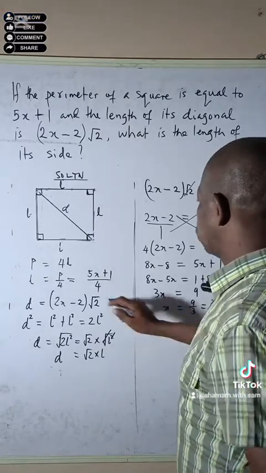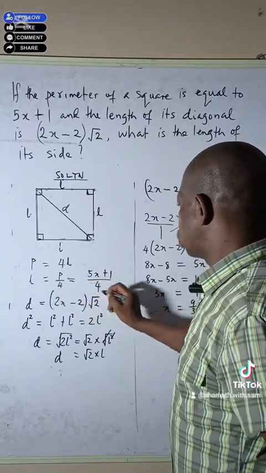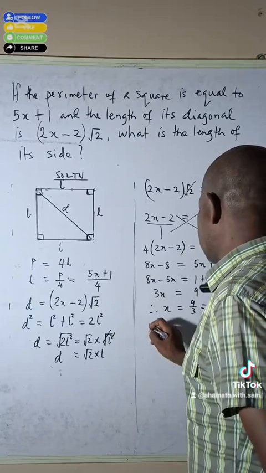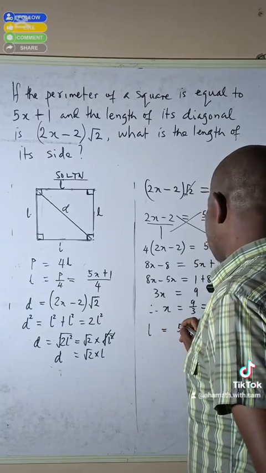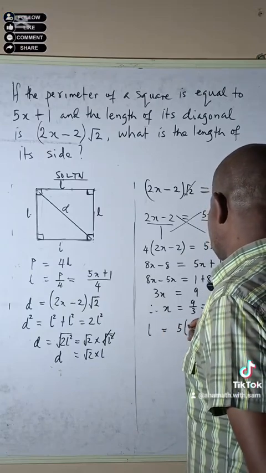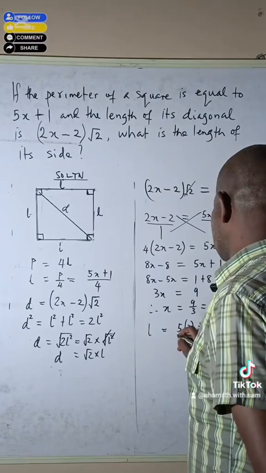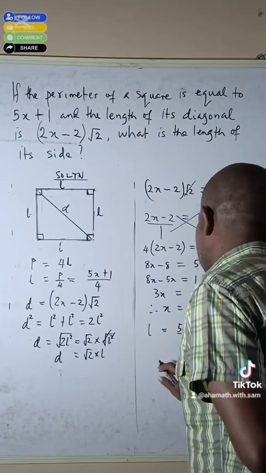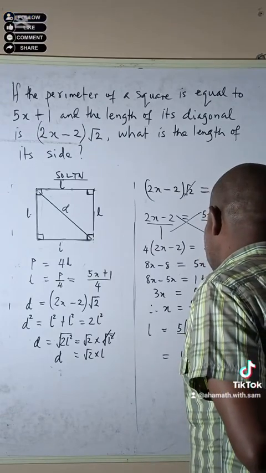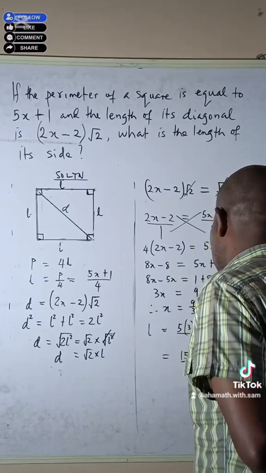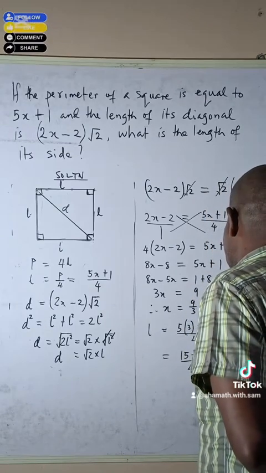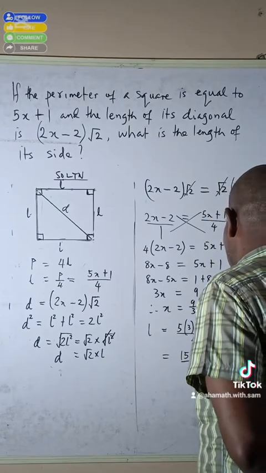Now we go back to the equation for the length, so we can find the length. The length is given as (5x + 1) over 4, and x is 3, so 5 times 3 plus 1 over 4. That gives 15 plus 1 over 4, which is 16 over 4, or 4.